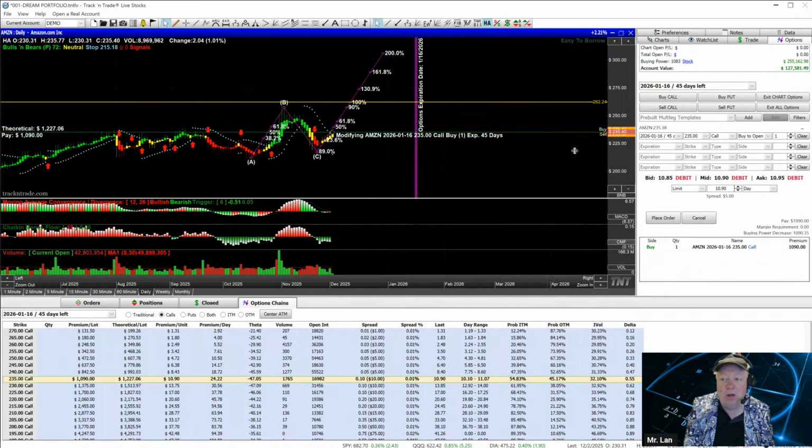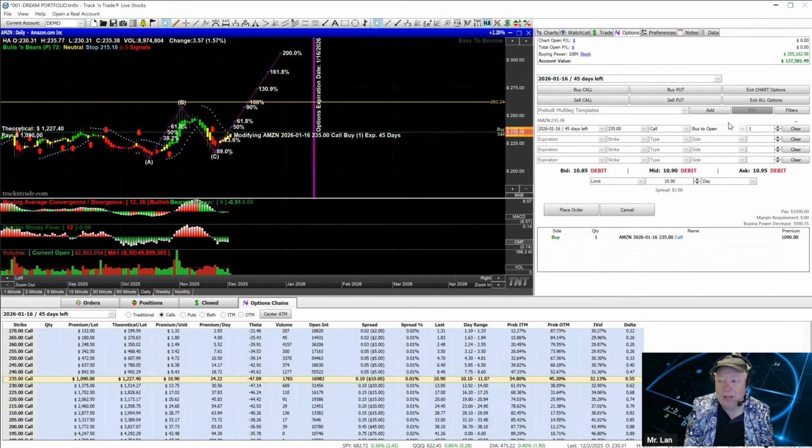Now this is your order ticket in Track and Trade. Here it is right here on the right-hand side. You can see it says Amazon 235. That's your 235 call, right? And it says 2026 116. That's the expiration date. It expires in 45 days. It's the 235 call right here. It's a call. We're going to buy to open, and we're going to buy quantity 1.